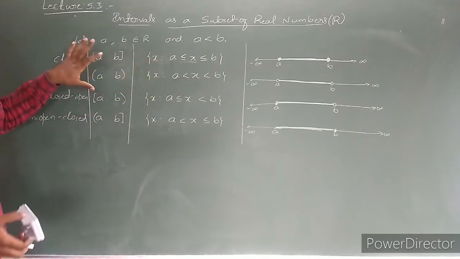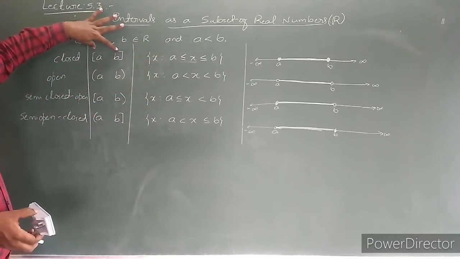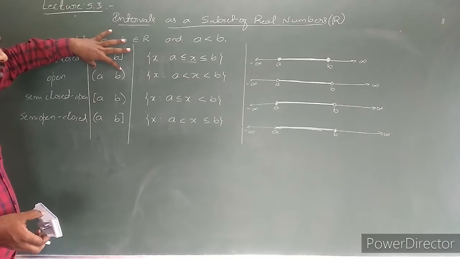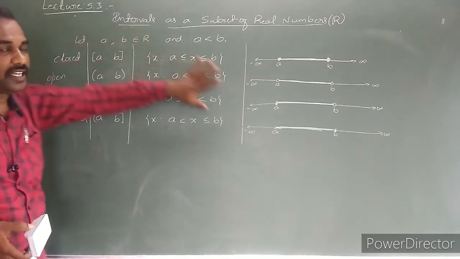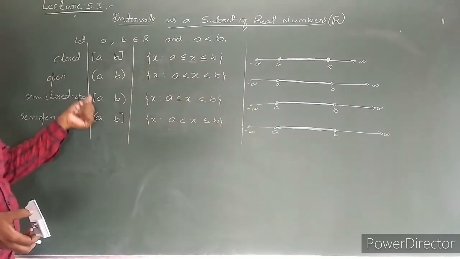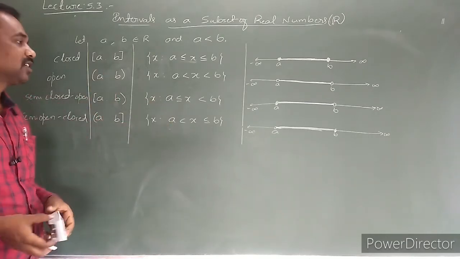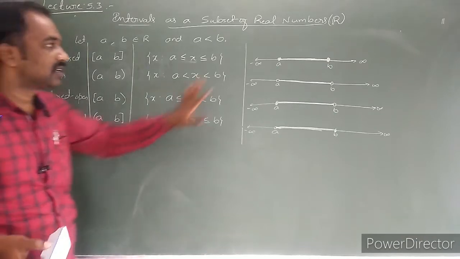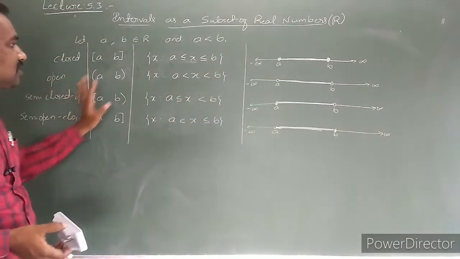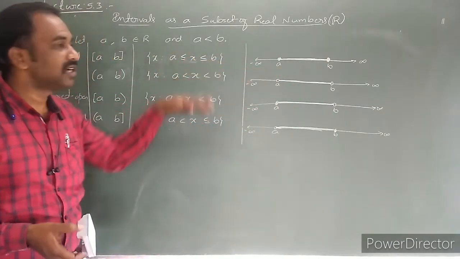A closed interval is nothing but endpoints are included. An open interval is nothing but endpoints are not included. That is the difference. If you have the square bracket, the endpoint is included. If you have the open bracket, the endpoint is not included. You just write down this table. If the space is not sufficient, you just write the diagram below.